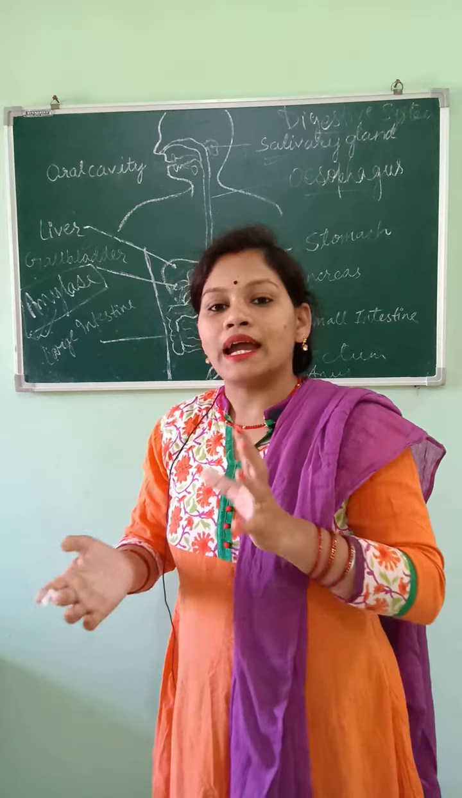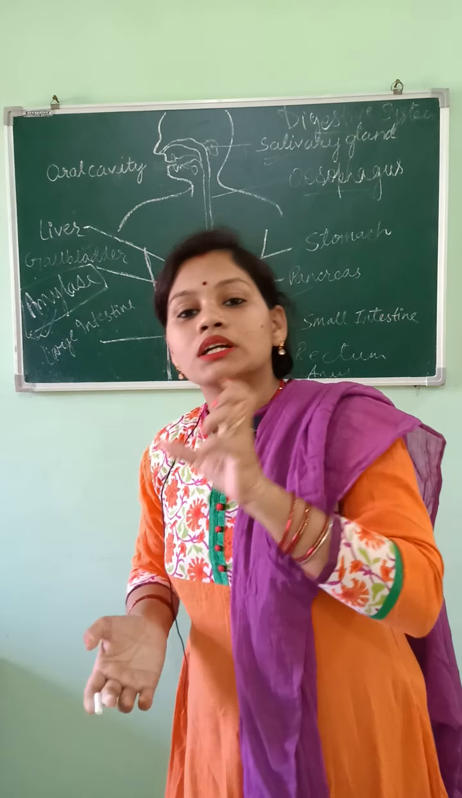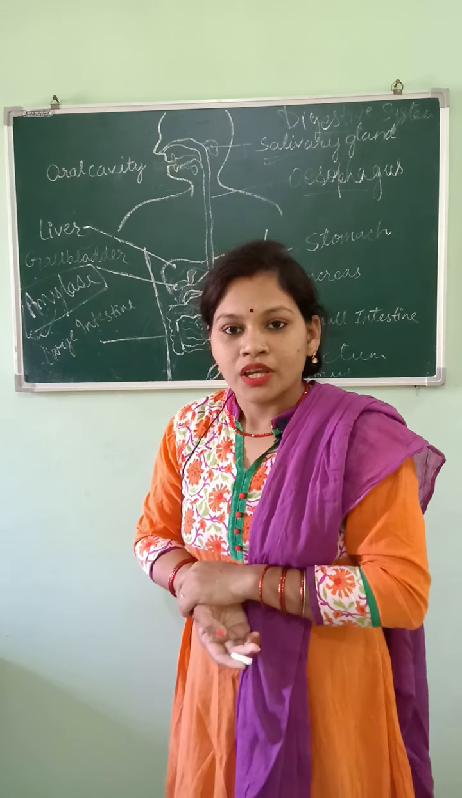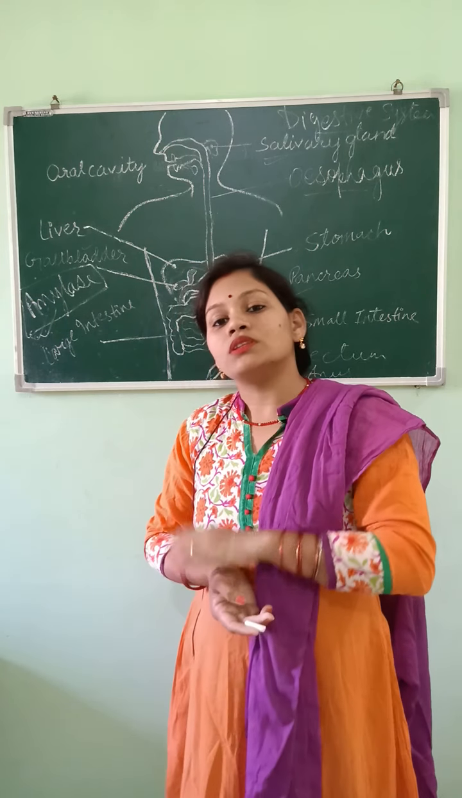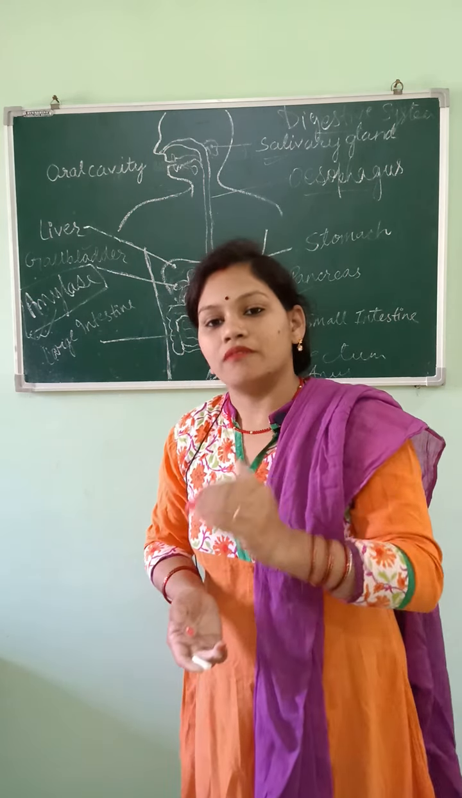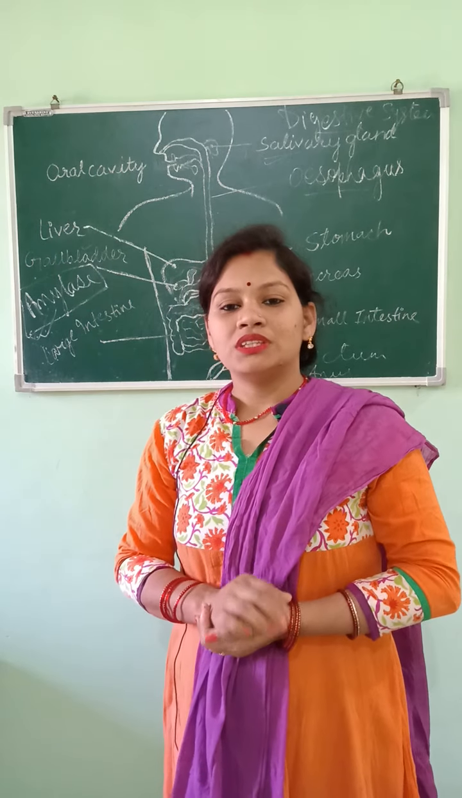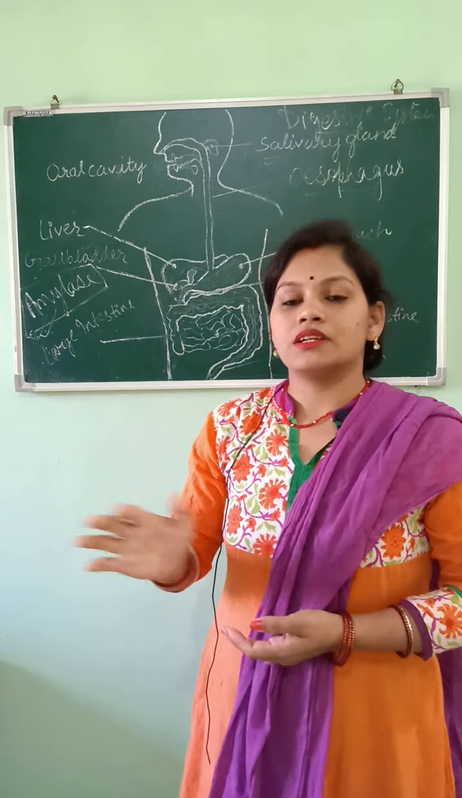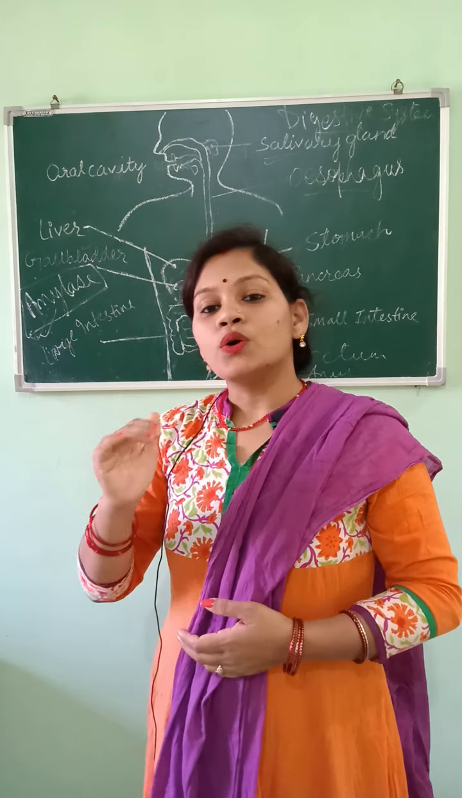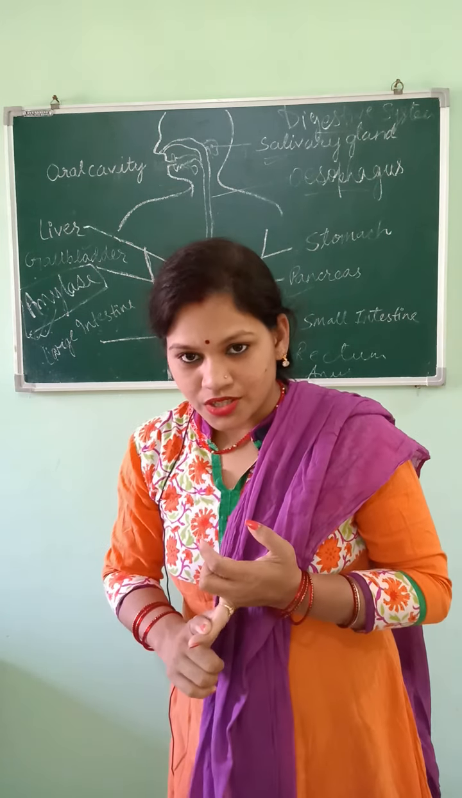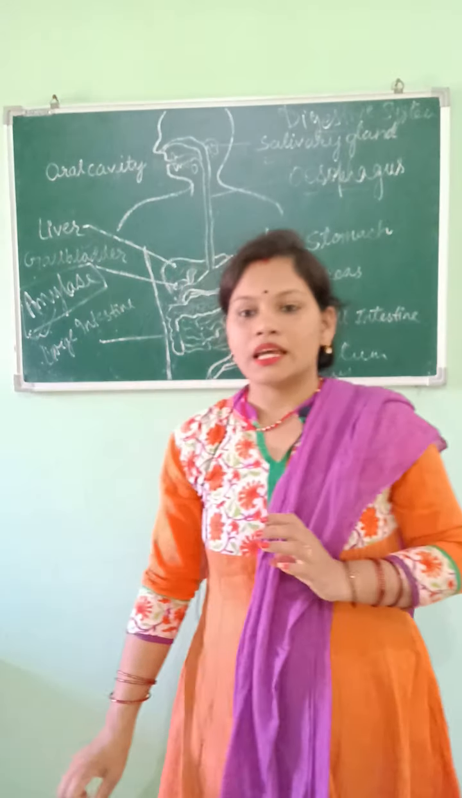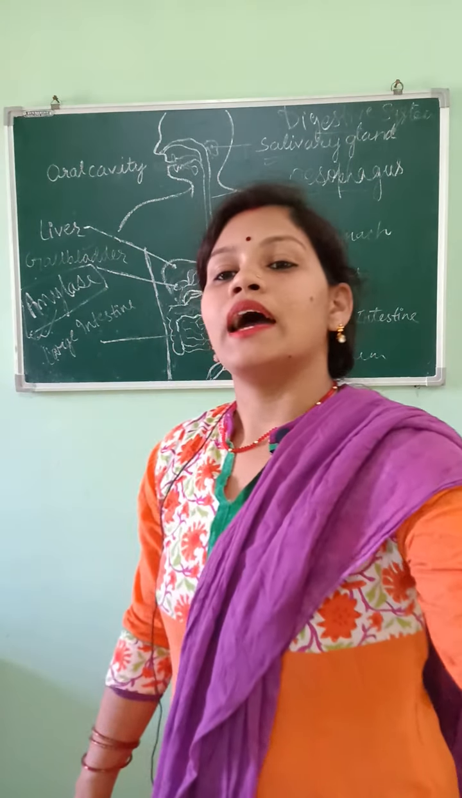We all know that there are 32 teeth in adult human beings, isn't it? Now we will be discussing the 4 types of teeth one by one. These types are according to the structure and function. There are 4 types of teeth: incisors, canines, premolars and molars.